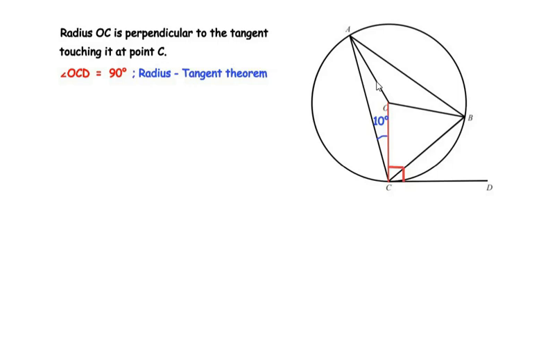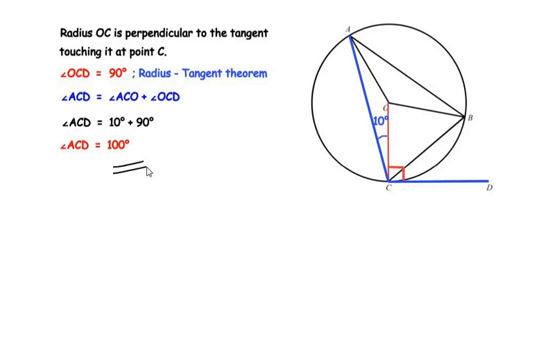Now in this question we are trying to find out the value of angle ACD, that is this angle, and we can see that angle ACD is made up of two angles, that is angle ACO and angle OCD. So here we have written angle ACD as the sum of angle ACO, that is this small angle, plus angle OCD. Now we had got the value of angle ACO as 10 degrees and we got the value of OCD as 90 degrees. So angle ACD will be 10 plus 90, that is 100 degrees. So here we get the value of angle ACD as 100 degrees. So this is going to be our answer.